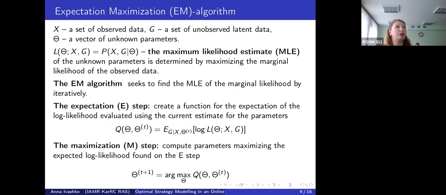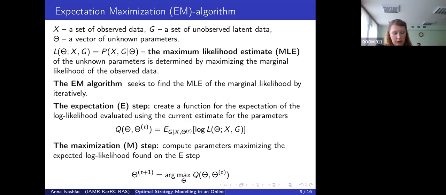In the expectation maximization algorithm, we have a set of observed data X, a set of unobserved latent data G, and a vector of unknown parameters theta. We want the maximum likelihood estimate of the unknown parameters, which is determined by maximizing the marginal likelihood of the observed data. The EM algorithm seeks to find the maximum likelihood estimate iteratively.